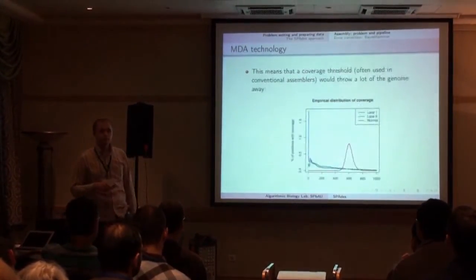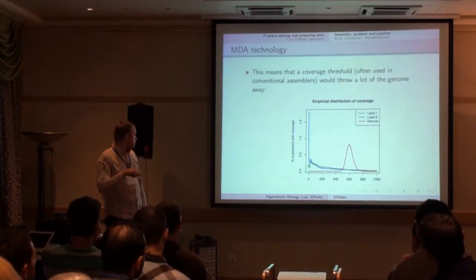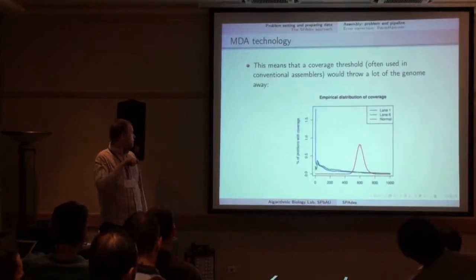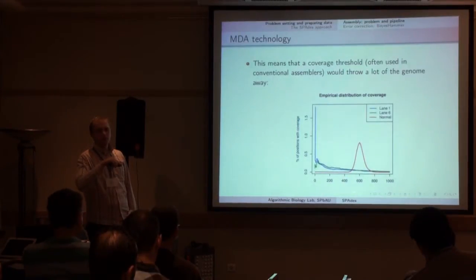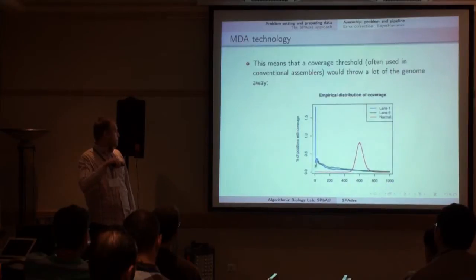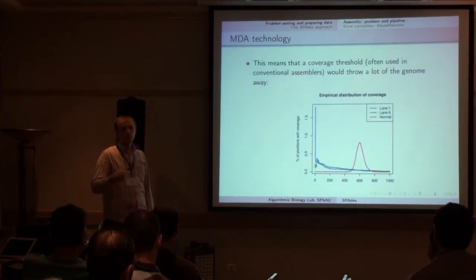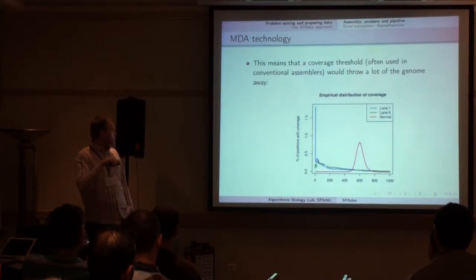What's on the axis there? The y-axis is the percentage of positions that have the coverage specified on the x-axis. Usually you have most positions covered around, in this case, around 600. It's not a hard number. But in single cell, you get a lot of positions that are covered only a few times, and then you get a long tail. So you get some positions that are covered a lot of times.